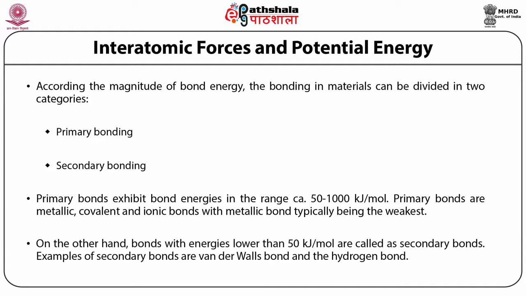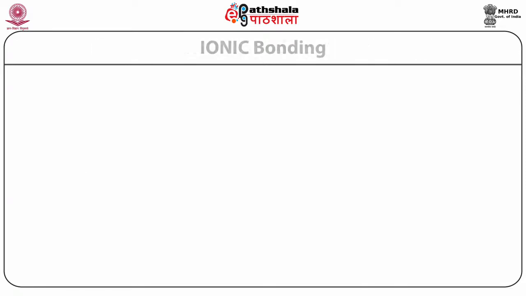On the other hand, bonds with energies lower than 50 kilojoules per mole are called secondary bonds, and the examples of secondary bonds are van der Waals bonds and the hydrogen bond. These types of bonding we'll be discussing in the succeeding sections. The first type of primary bonding which we'll be discussing now is the ionic bonding.